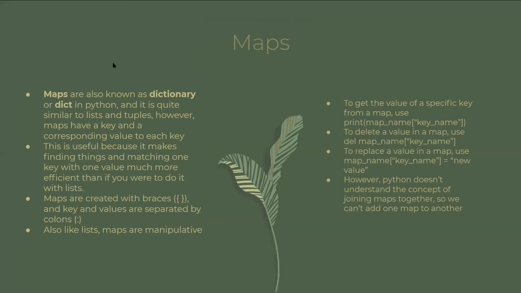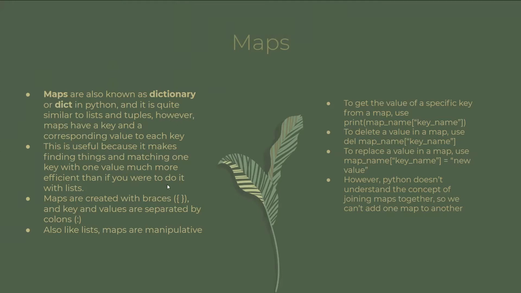Maps are a dictionary, or a dict in Python, and they're pretty similar to lists and tuples. But maps have a key and a corresponding value to each key, which makes maps very useful because it makes finding things and matching one key with another value very easy and quicker than lists and tuples. To create a map, you use braces. Tuples and lists use parentheses and brackets, so this is with braces, and you separate the key and value with colons.